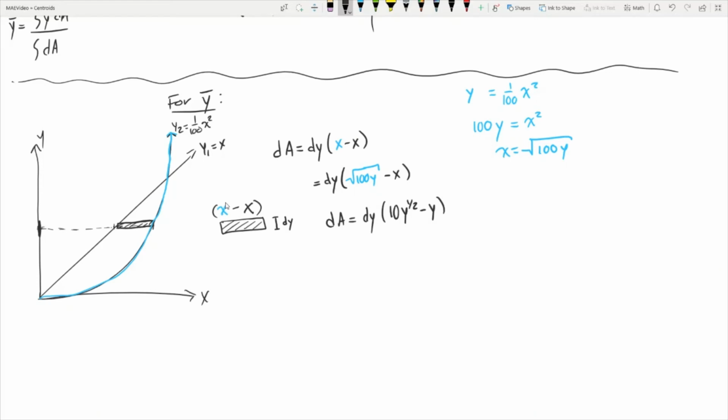Okay. And again, for the y tilde, similarly to the x tilde in the other example, we know the centroid of this element is an arbitrary y distance away from the x-axis here. So the centroid here, this is our y tilde, and we can say that that's some arbitrary y distance away.